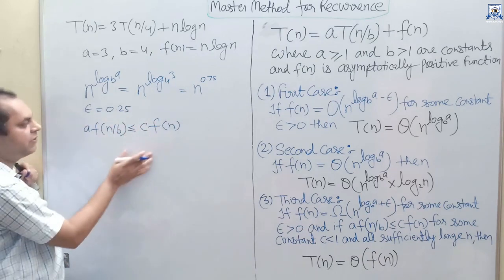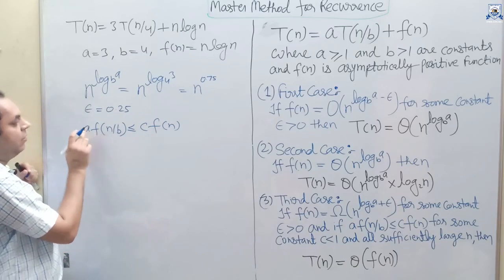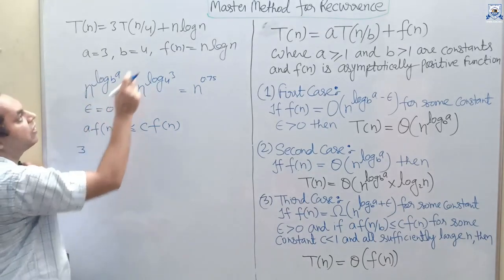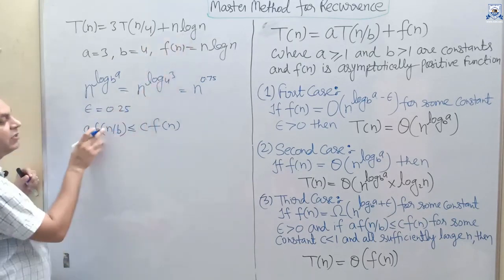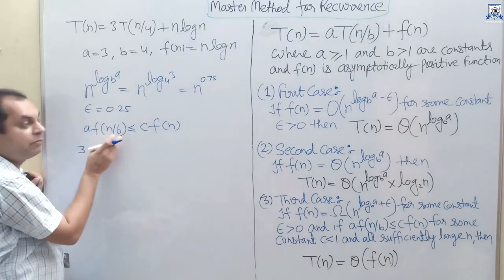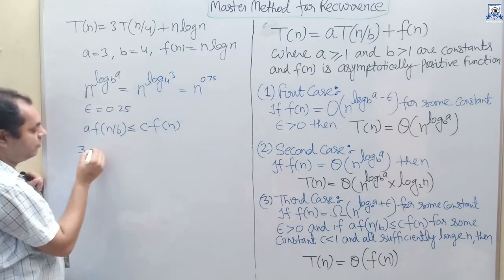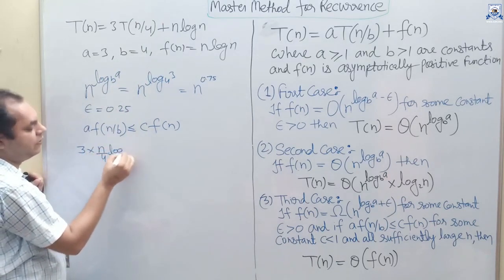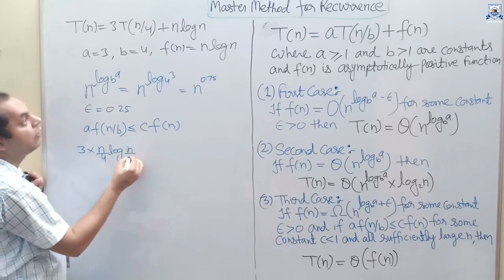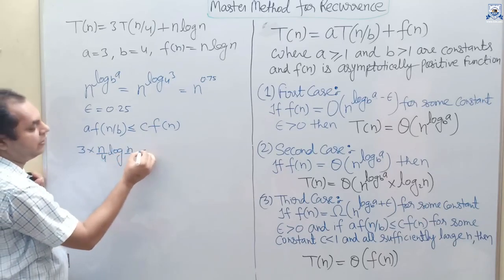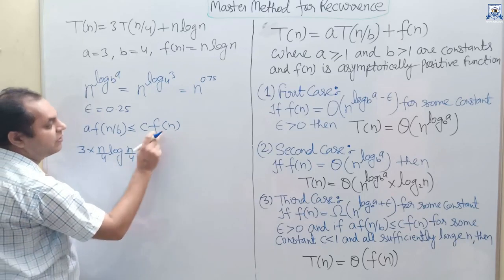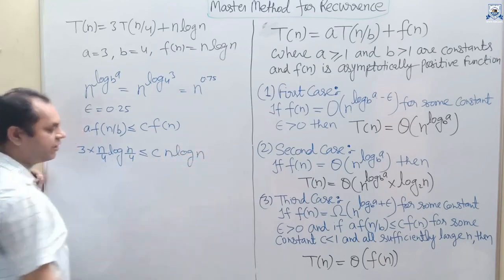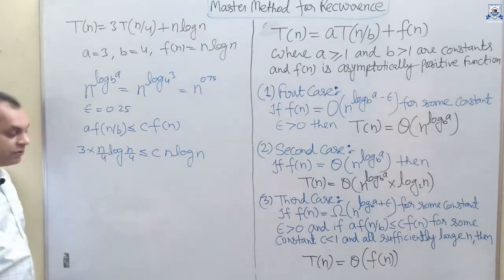Now after putting the values in this, what is the value of a? 3. What is the value of f(n)? n log n. In place of n you have to write n by b. What is the value of b? 4. So it is 3 times n/4 log(n/4) less than or equal to c times, what is the value of f(n)? n log n. Now we have to check whether this inequality holds or not.